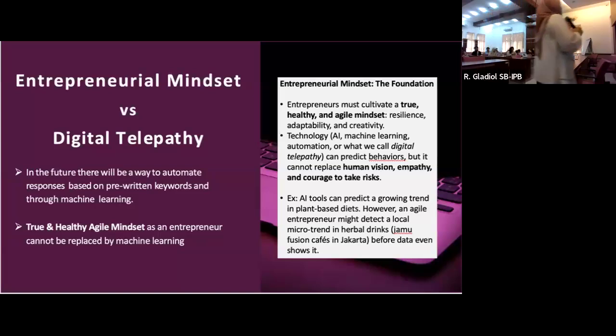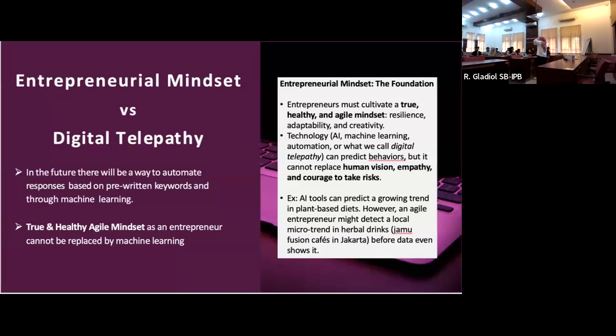Do you know why technology can predict behavior? Come on. Statistic data, but from what? People's behavior. Okay, what else? From your social media, how about that?